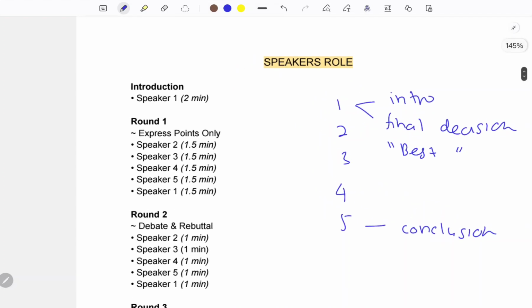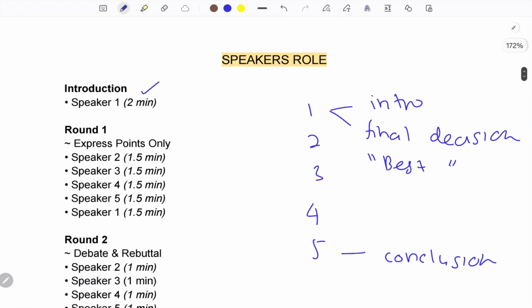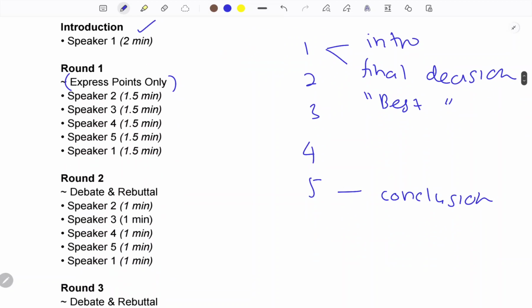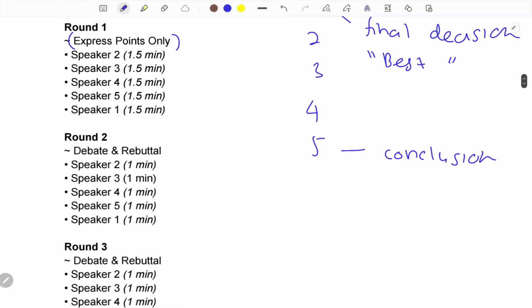So now, the first speaker does the introduction, and we move to the first round. The first round is to express points only. Next, the second round is to debate, rebuttal, and agreement. We need to make it balanced, but it depends on the style of the lecturer. Some lecturers want it to be more heated, so you do more disagreement, but some lecturers want it to be balanced.